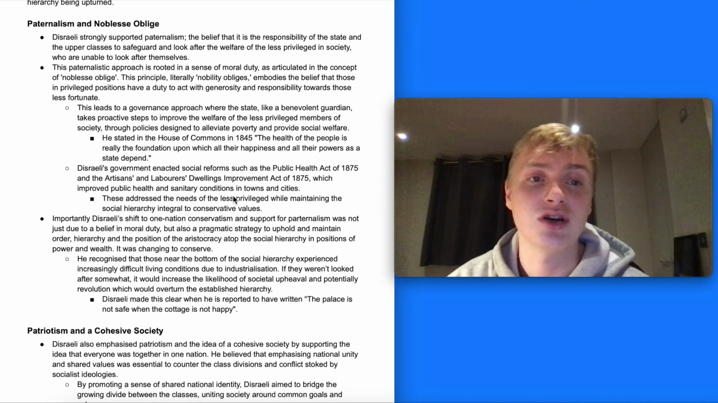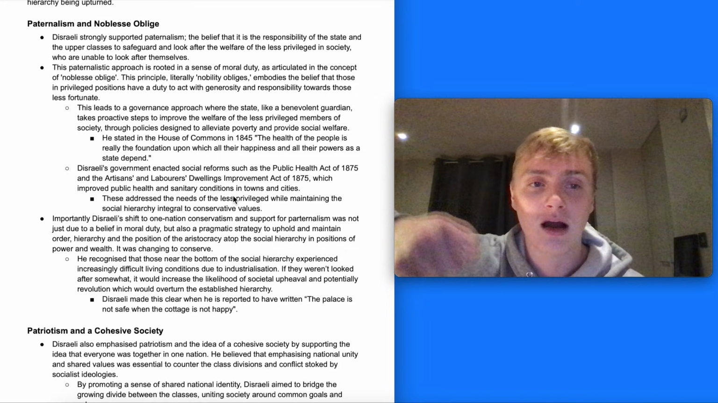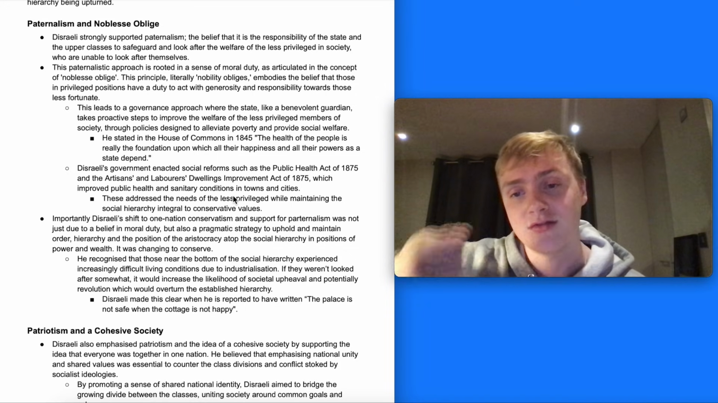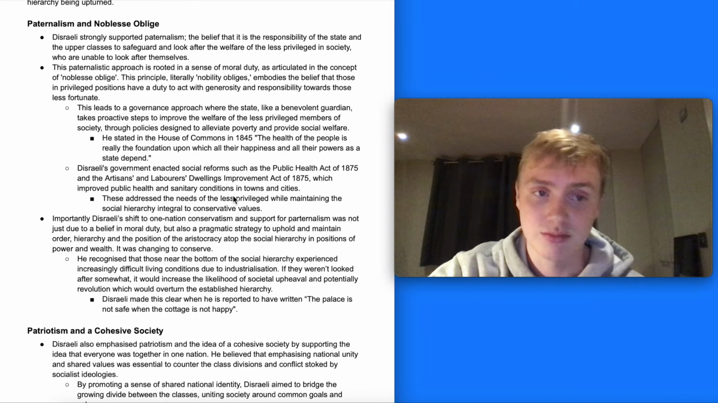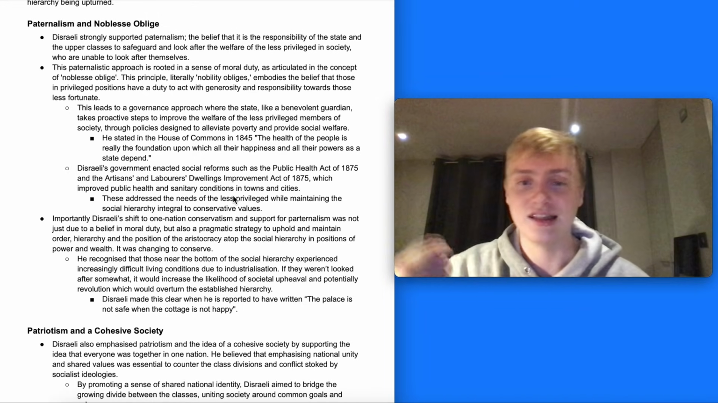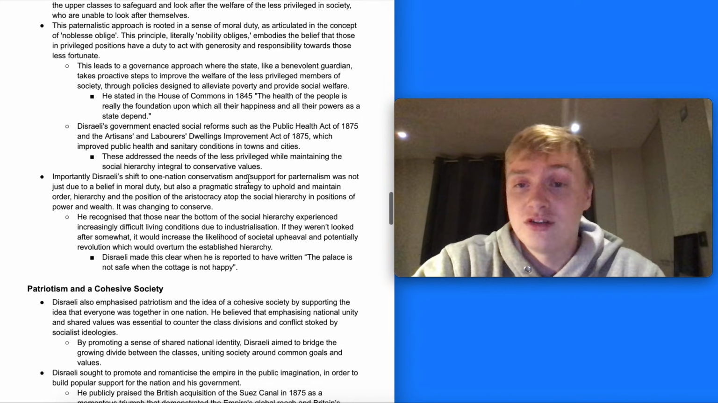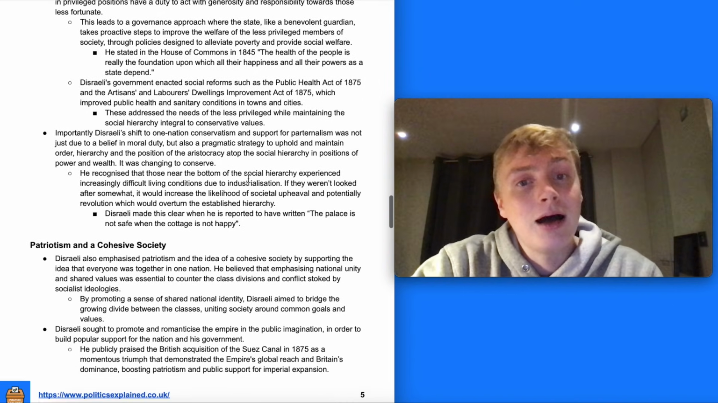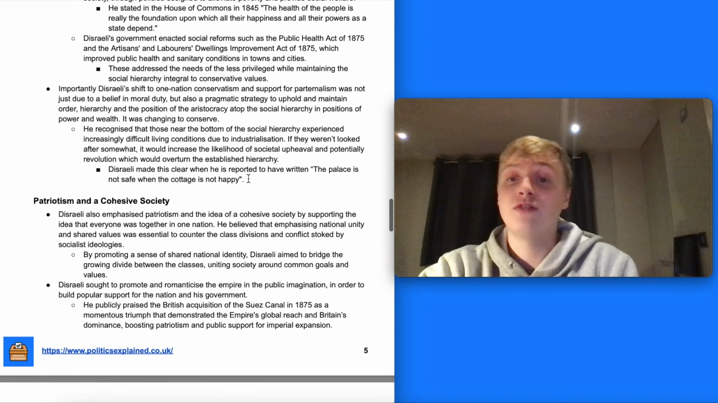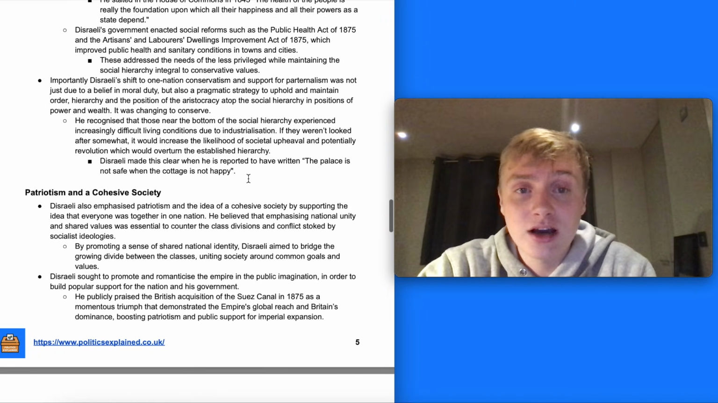And that led him to support the idea of a state as a benevolent guardian taking care of the welfare of the less privileged in society, and we see that in some of the social reforms that his government enacted. Crucially, this was not just philosophical, it was also very much strategic.